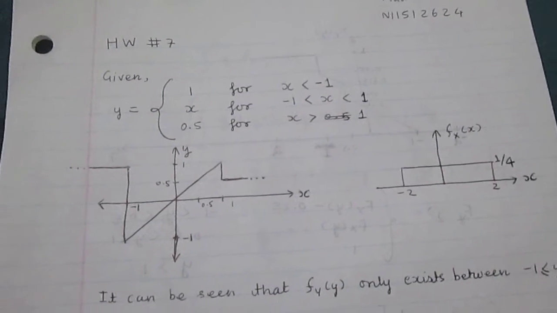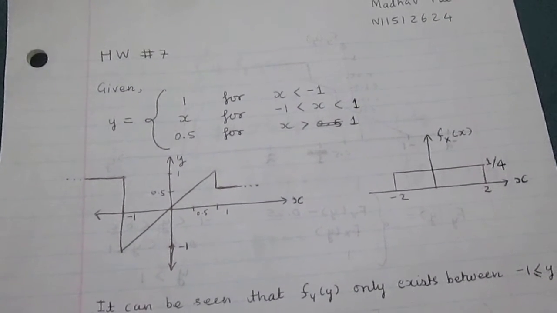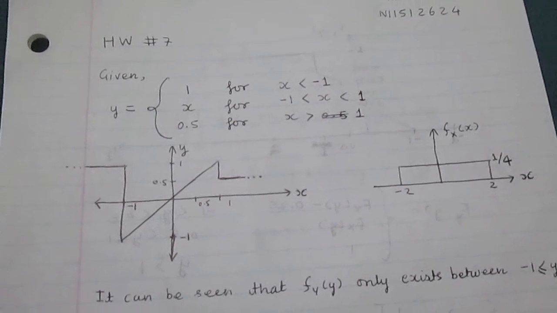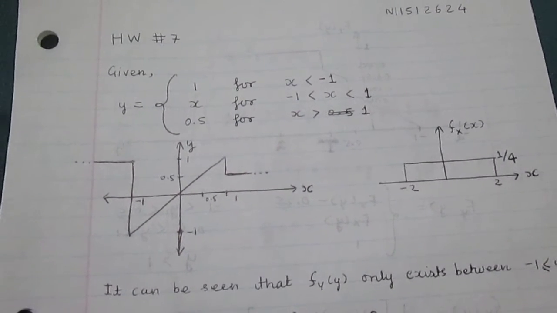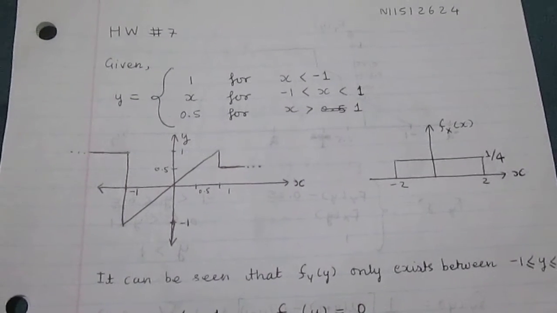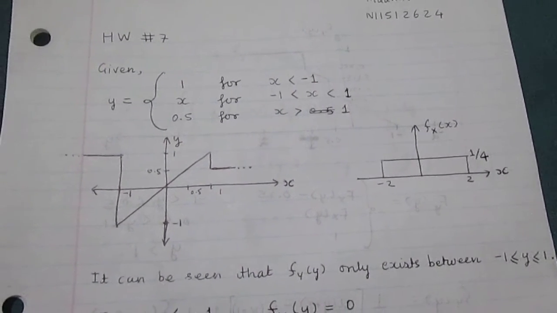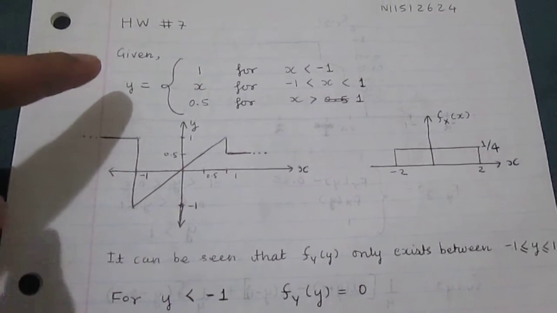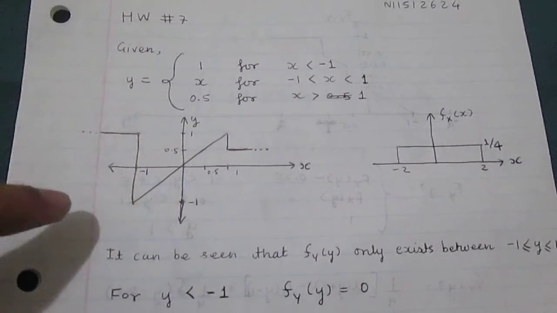Okay, so in this problem, the value of y is given to be 1 for x less than or equal to -1, and y is equal to x for x ranging from -1 to +1, and y is equal to 0.5 for x greater than 1. So if we plot that value of y for different values of x, we get this graph.